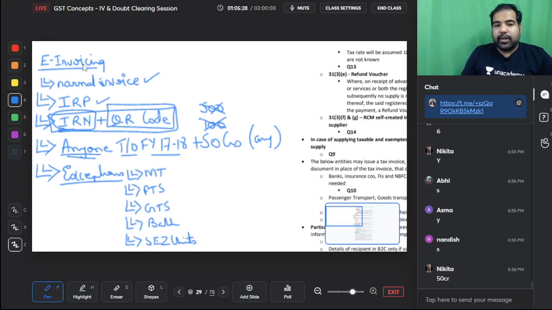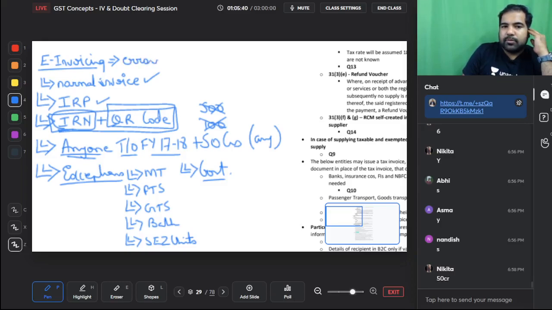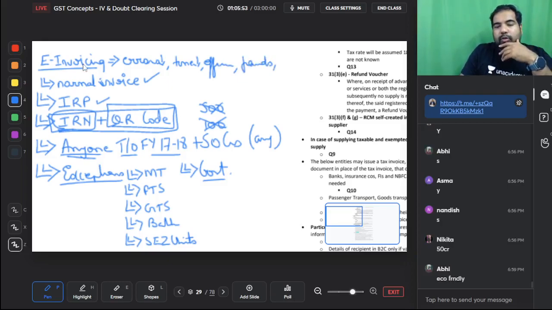These don't have to generate e-invoice, and now they've also included the government. Even the government doesn't have to issue e-invoices. And what are the benefits of e-invoice, guys? It basically avoids errors. Errors are reduced. Time is reduced. Efficiency is increased. Then frauds will reduce. Of course, eco-friendly, you will save some trees also. Yes. So all of these are the benefits of e-invoicing.